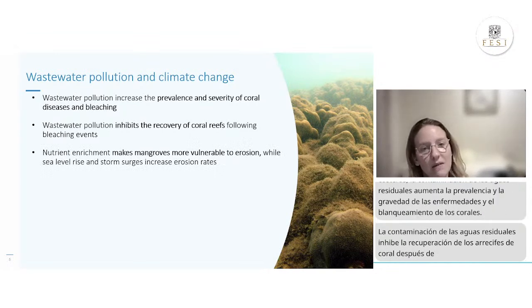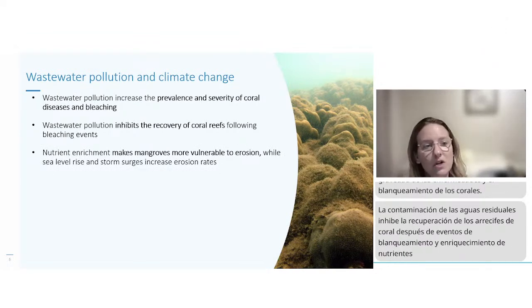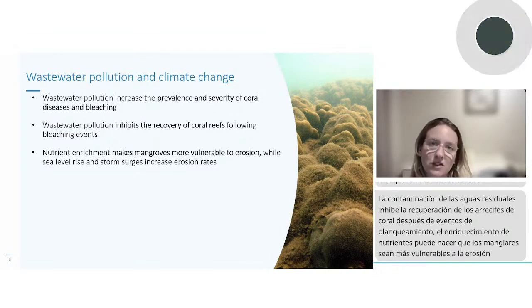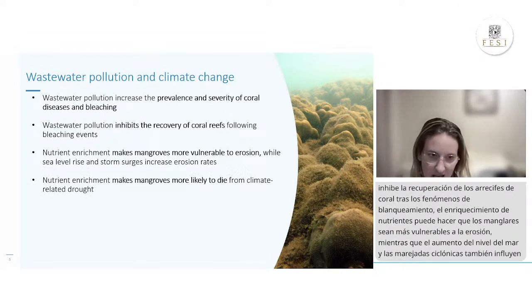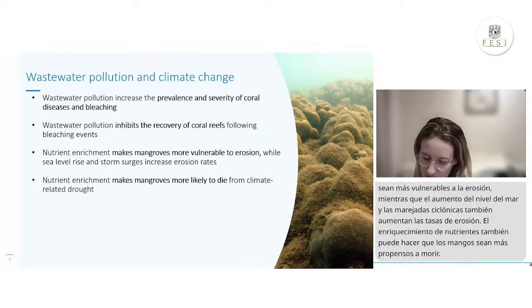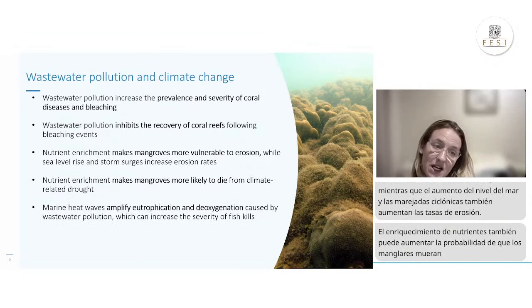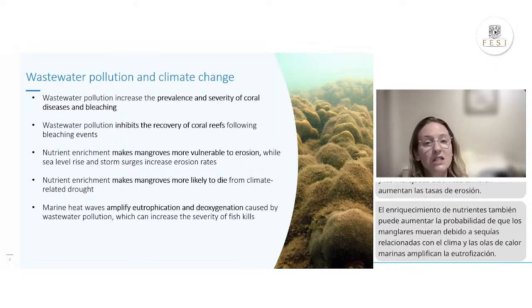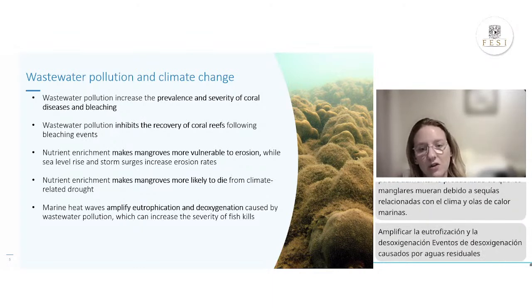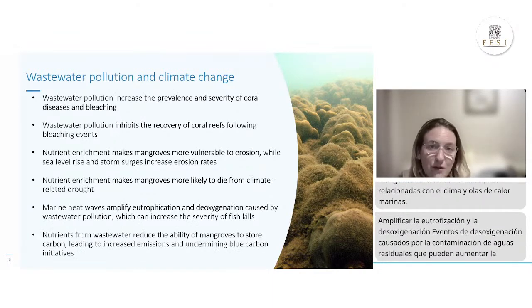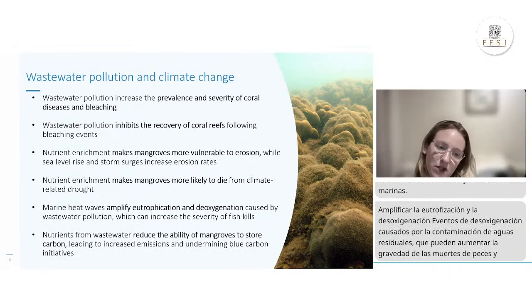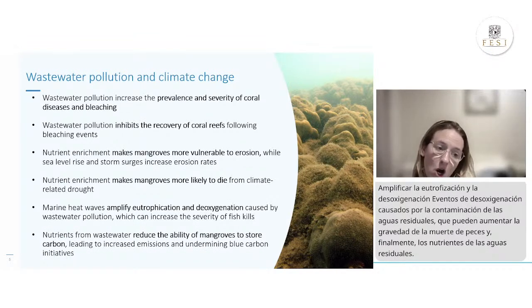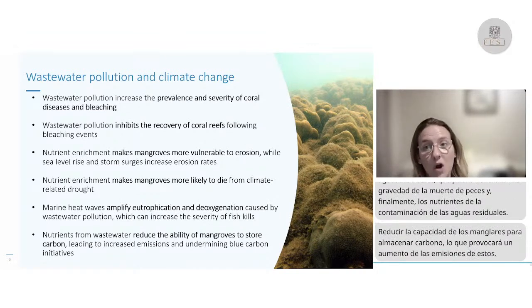Nutrient enrichment can make mangroves more vulnerable to erosion, while sea level rise and storm surges also increase erosion rates. Nutrient enrichment can also make mangroves more likely to die from climate-related drought. And marine heat waves amplify eutrophication and deoxygenation events caused by wastewater pollution, which can increase the severity of fish kills. And finally, nutrients from wastewater pollution reduce the ability of mangroves to store carbon, leading to increased emissions from these ecosystems and also undermining our blue carbon initiatives.